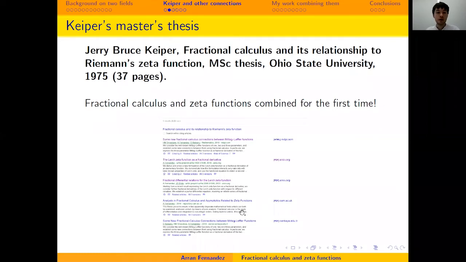So I am basically the only person who has appreciated Kuiper's work enough to continue in that direction, to build on his work and to do new things connecting fractional calculus and zeta functions. I feel like every time I give this talk, I'm multiplying the number of people who are even aware of this Kuiper master's thesis.